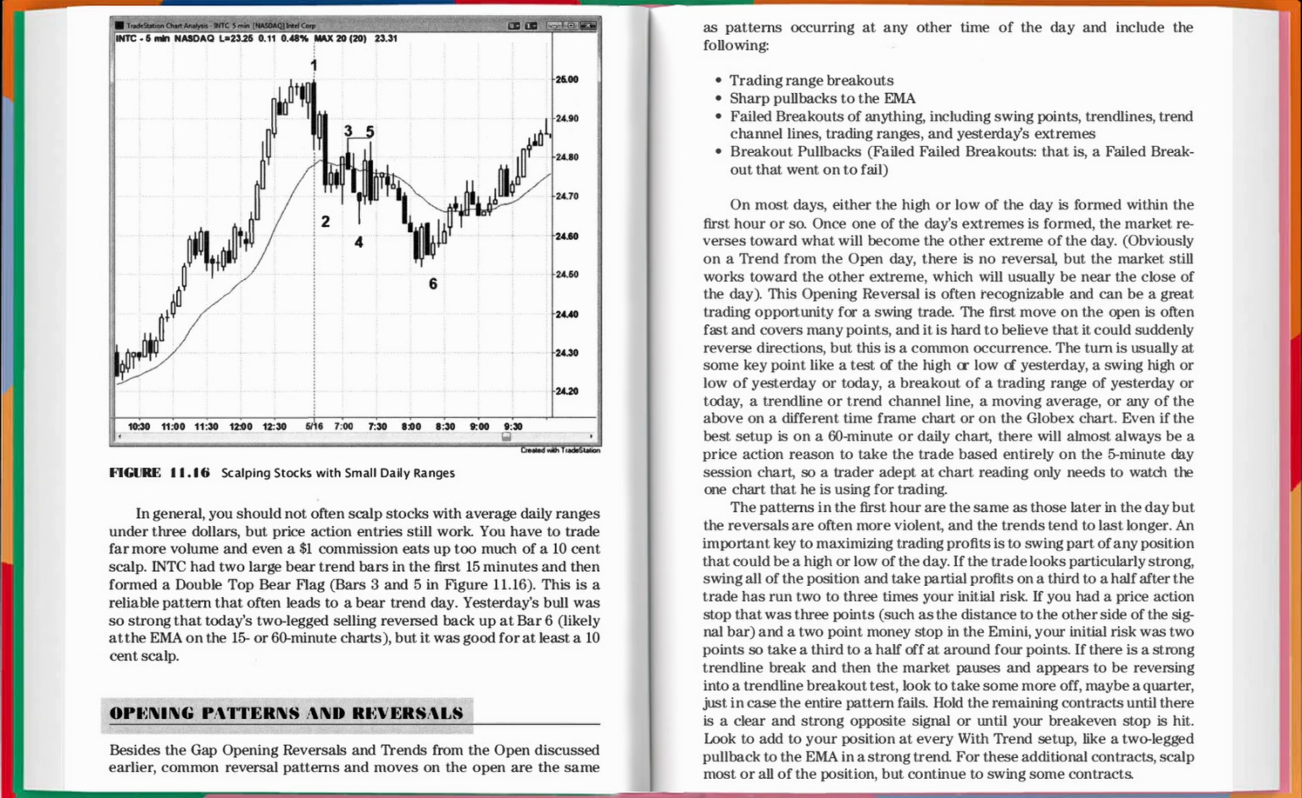If there is a strong trendline break, and then the market pauses and appears to be reversing into a trendline breakout test, look to take some more off, maybe a quarter, just in case the entire pattern fails. Hold the remaining contracts until there is a clear and strong opposite signal, or until your break-even stop is hit. Look to add to your position at every with-trend setup, like a 2-legged pullback to the EMA in a strong trend. For these additional contracts, scalp most or all of the position, but continue to swing some contracts.